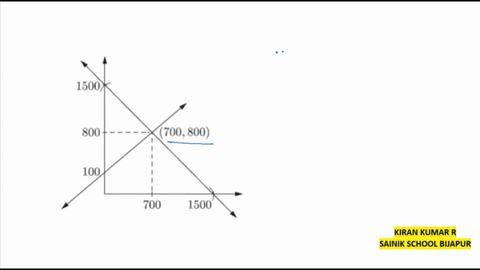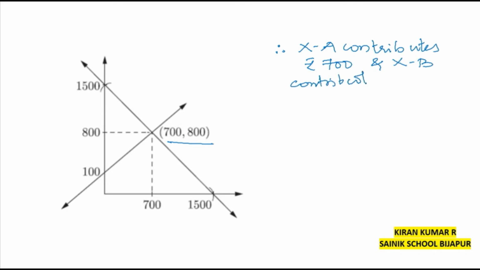Therefore, 10th A contributes rupees 700 and 10th B contributes rupees 800, and their difference is rupees 100.